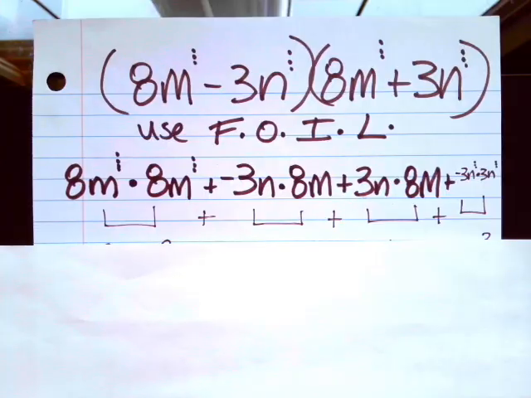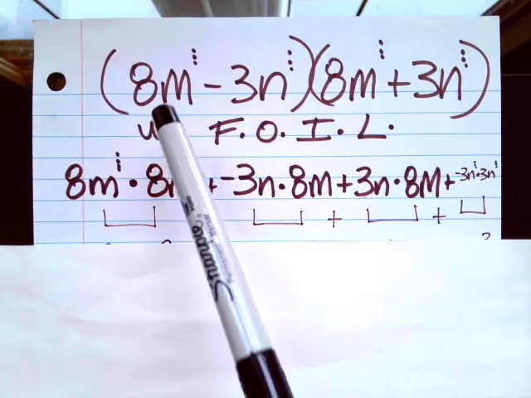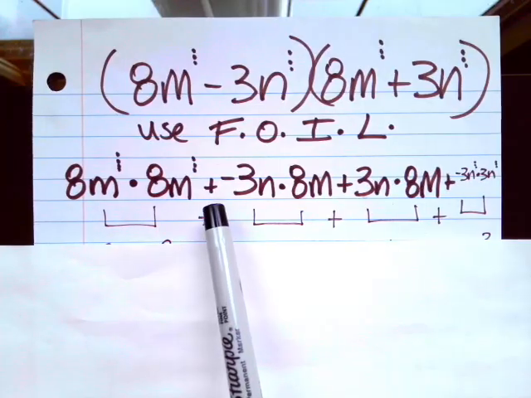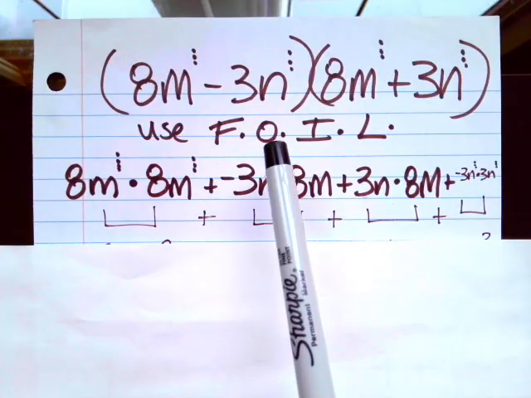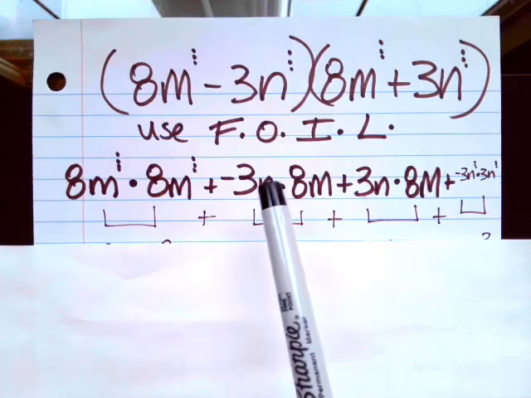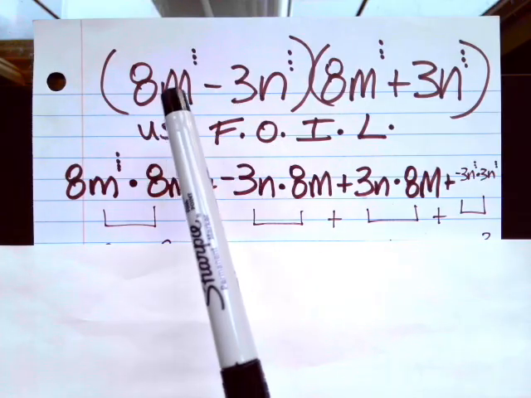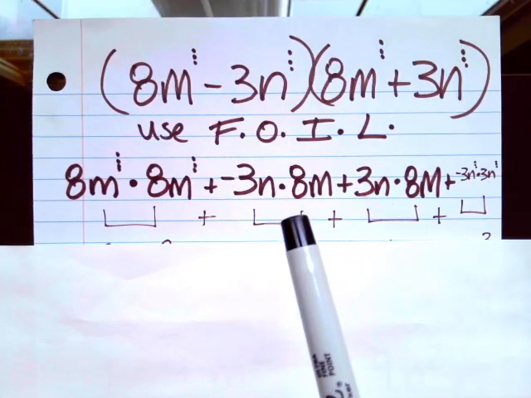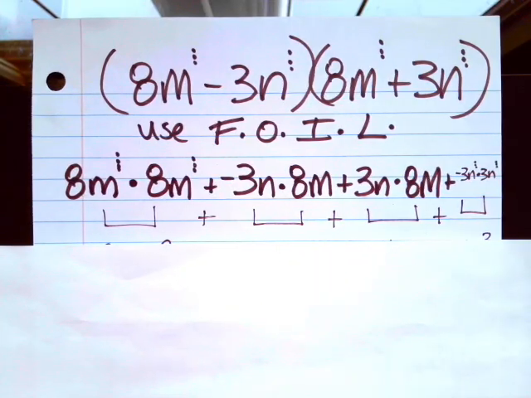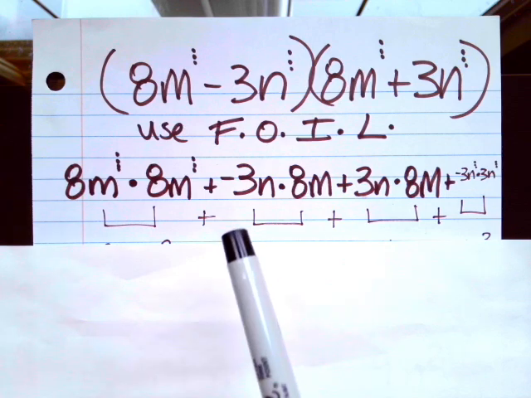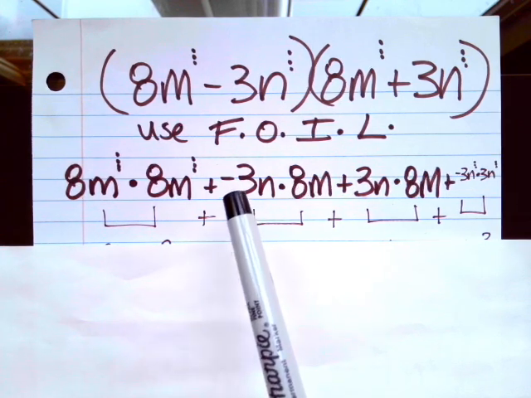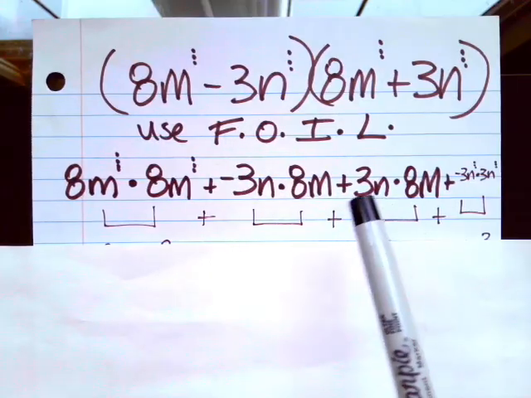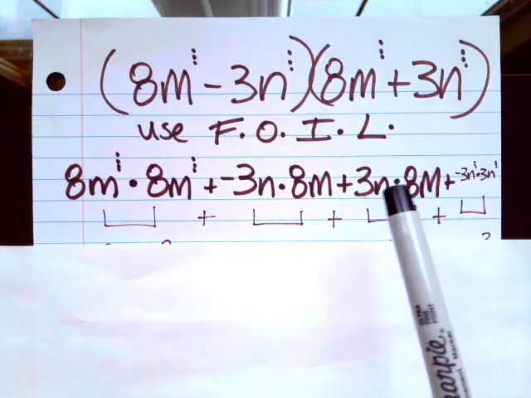This is our FOIL, first term times first term. 8m to the first power times 8m to the first power here, separated with a plus sign, right? Then the outer terms, right? 8m to the first power times that positive 3n. Oops, I made a mistake here. This should be a positive 3n, and this should be the negative 3n, but since I've inversed them, we're okay. We're still in good shape.